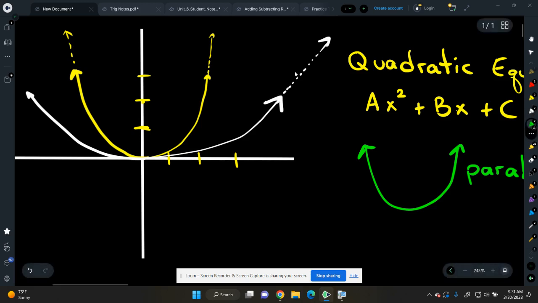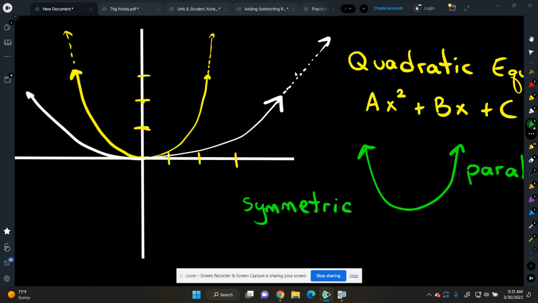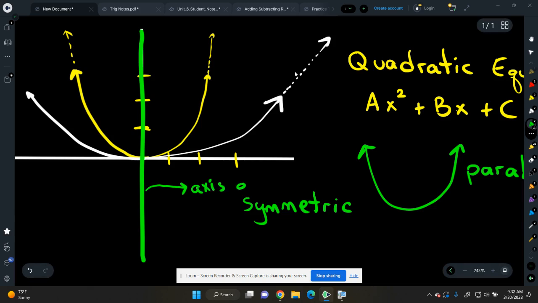Another feature about a parabola is that it is symmetric. Okay. Parabolas are symmetric. So in other words, if I were to fold my paper, both sides of the graph would match up. It is symmetric. This line here, the line that I would fold it on, is called the axis of symmetry.